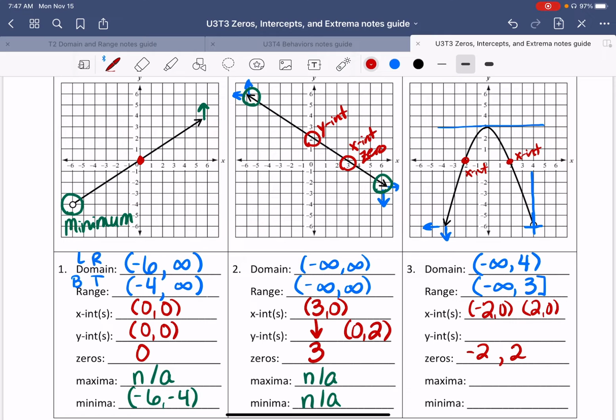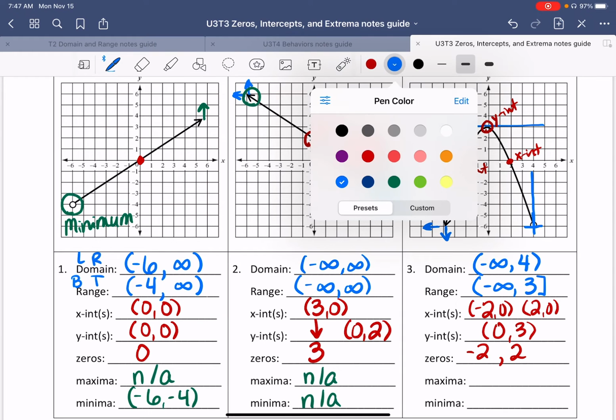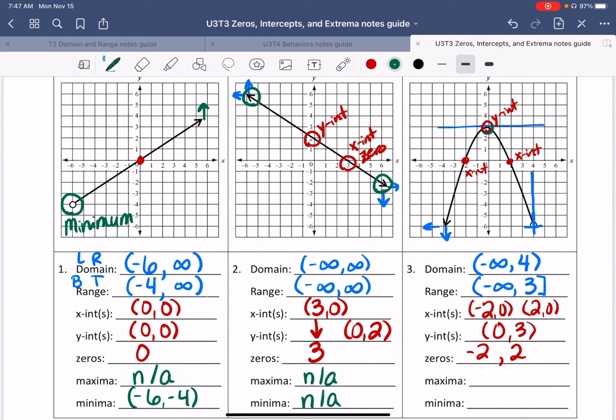All right, y-intercept crosses the y-axis right up here at 3. So that's also our y-intercept. So 0, 3. Maxima, that also happens to be our highest point. So in addition to being the y-intercept, it's also our max. So our maximum is also at 0, 3. So sometimes our points can multitask.